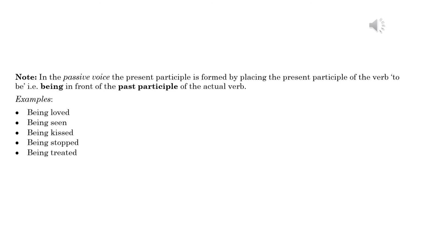Note: in the passive voice, the present participle is formed by placing the present participle of the verb to be, i.e. being, in front of the past participle of the actual verb. Examples: being loved, being seen, being kissed, being stopped, being treated.